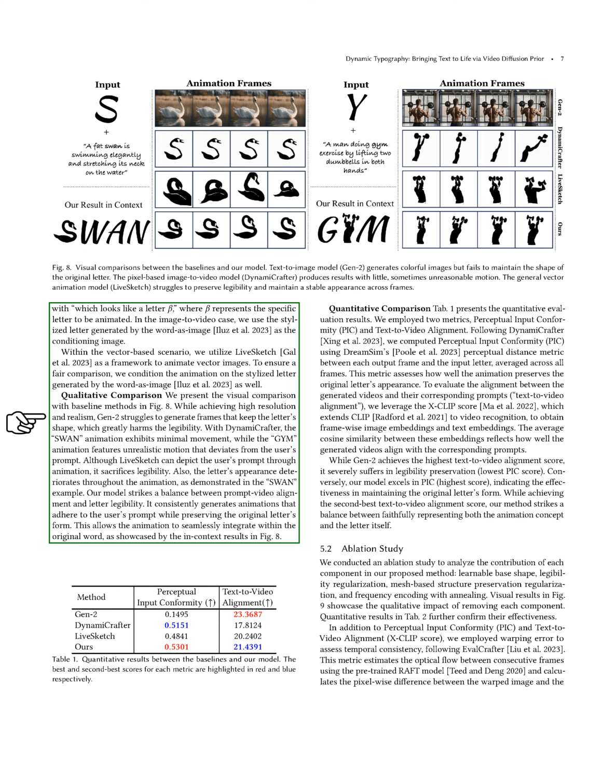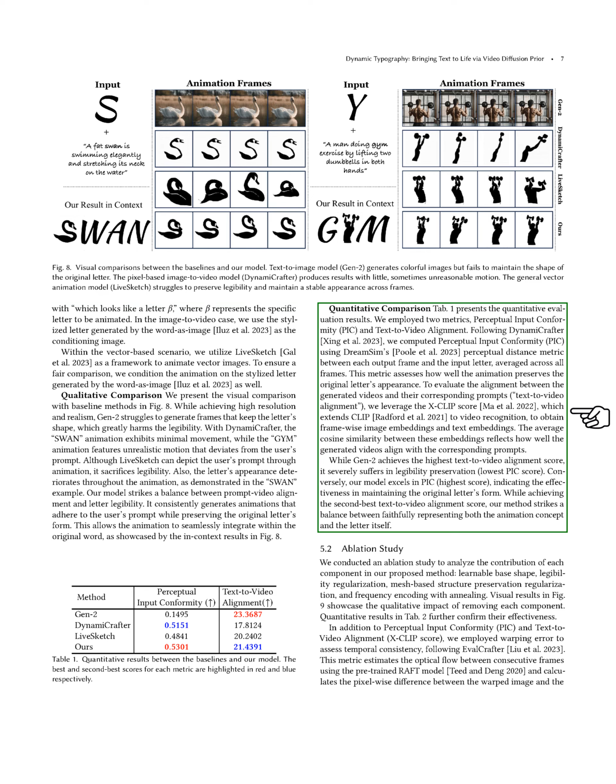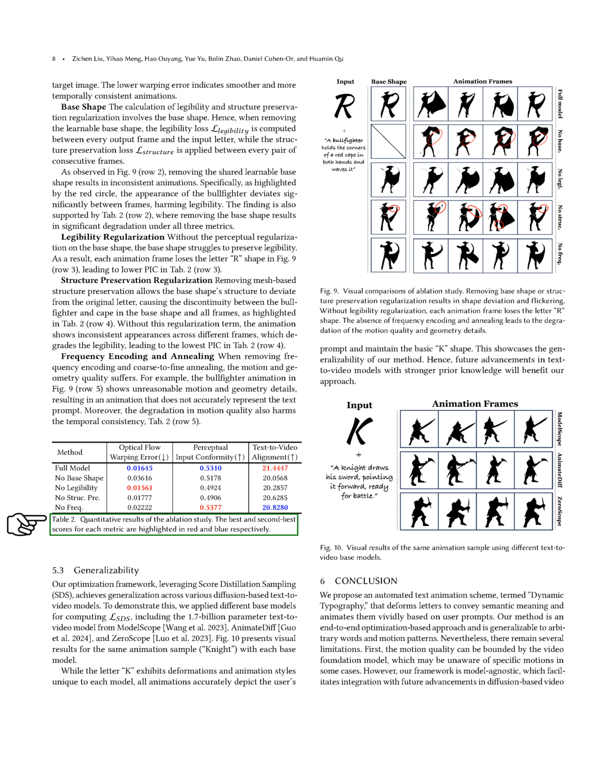We also conducted a quantitative evaluation using perceptual input conformity, PIC, and text-to-video alignment metrics. Our model excelled in preserving the original letter's form while aligning well with the prompts. An ablation study was performed to analyze the impact of different components in our method, such as learnable base shape, legibility regularization, structure preservation, and frequency encoding with annealing. Removing these components resulted in decreased legibility, structure preservation, and overall quality of the animations.